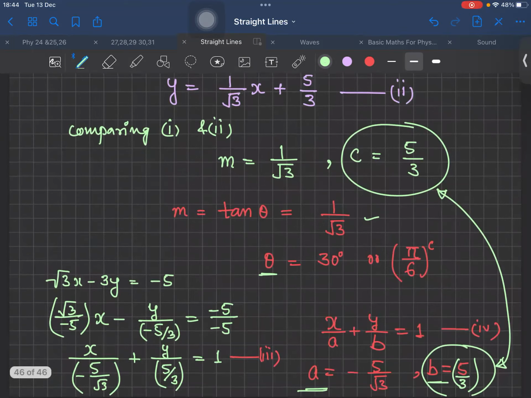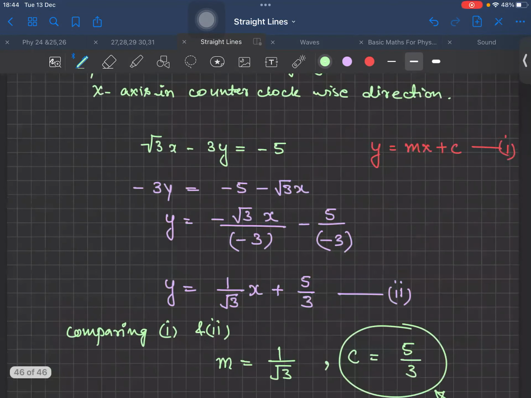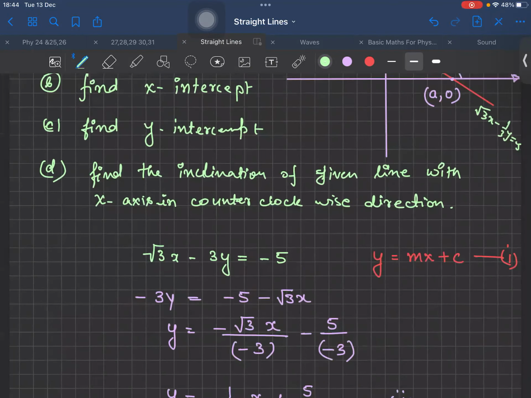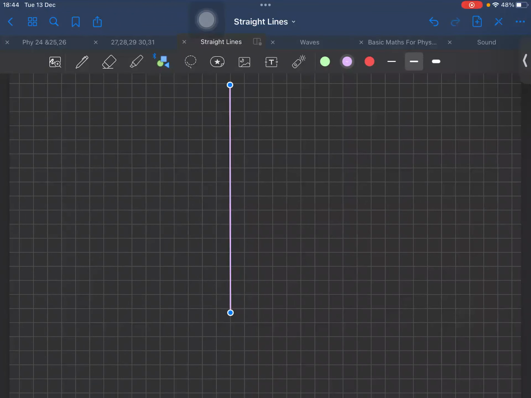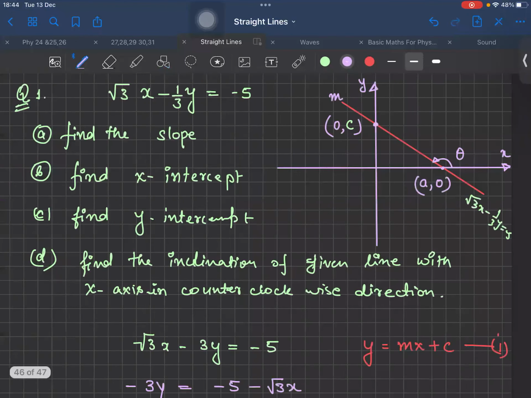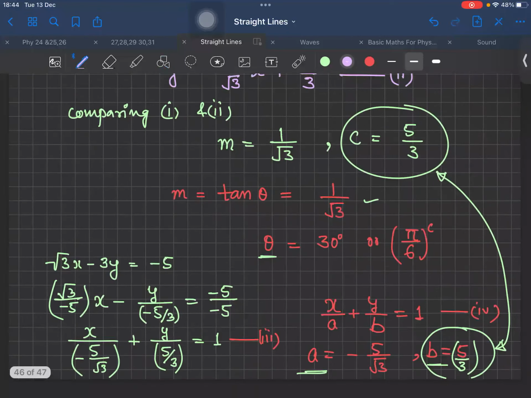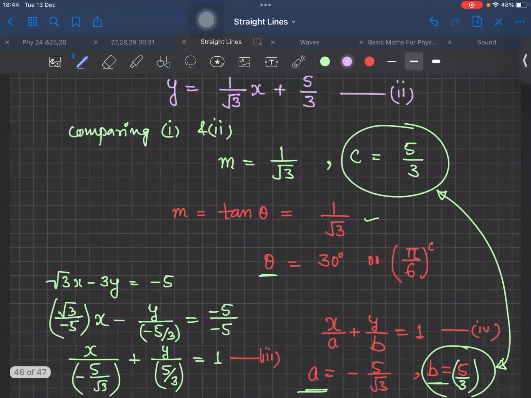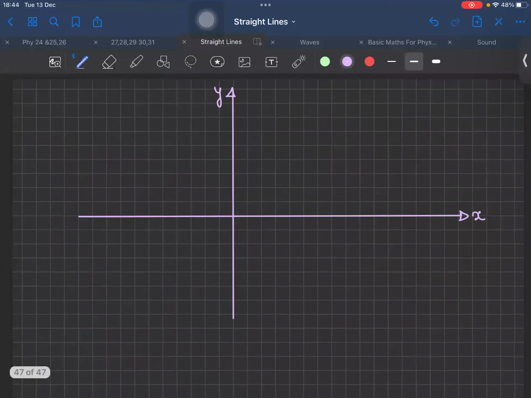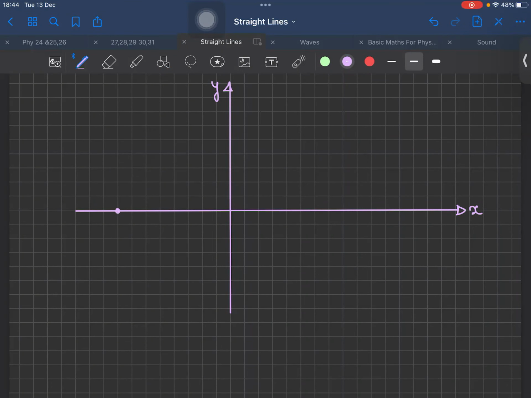Now if we plot this equation on the graph, so this is our y-axis and this is our x-axis. Now x-intercept, how much have we got? We have got minus 5 upon root 3. So minus 5 upon root 3 will be somewhere around here. So this point is minus 5 upon root 3, 0.